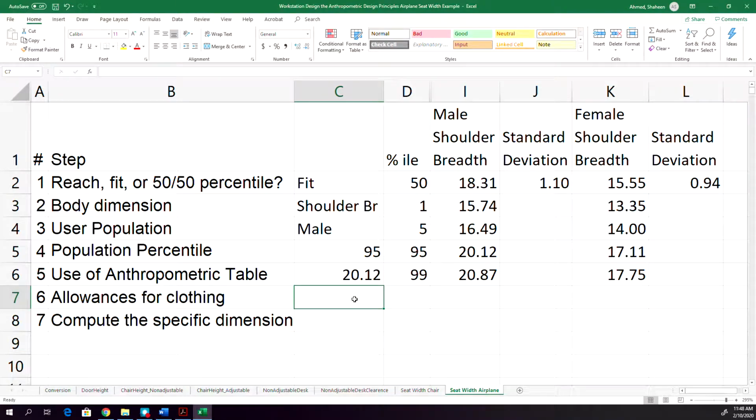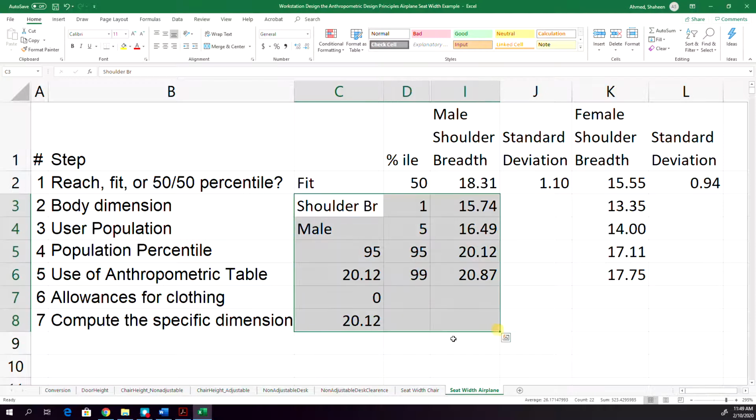Now, clothing allowances, I don't think there is any need for that unless you're sitting in a very thick old suit or something. Let's avoid that. So basically, let's say 0. So then you came up with about 20 inches. Now, you'll be surprised, the current seat width for aeroplane is 17 inches, only 17. And in some planes, you get as low as 16.1 inches. Before 1985, there used to be 19 inches or more.